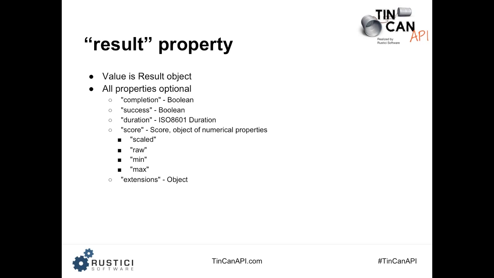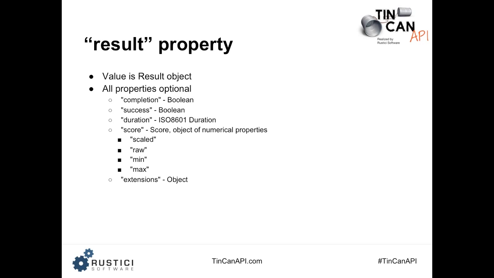Moving on, the next property I'll talk about is the result property, and it too takes a result object. All properties of the result object are optional as well. In the case of a result object, we have a completion and a success property. Each one of these takes a Boolean. Completion indicates that this activity or this experience has been completed, or not completed if it's false. Again, success indicates that we either successfully completed the experience or didn't.